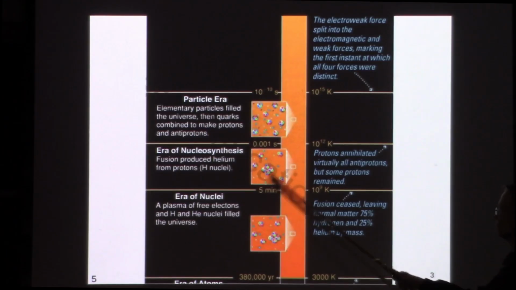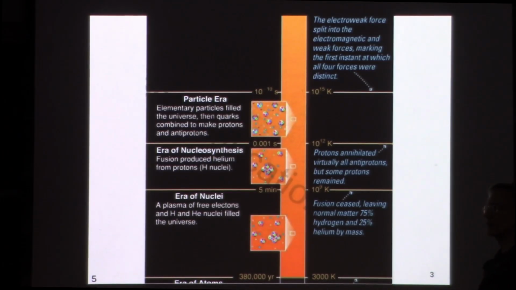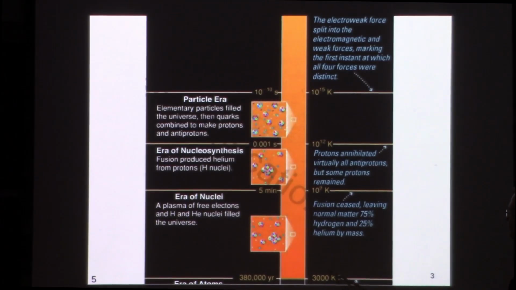Okay, so you get nucleosynthesis. At this point, the chemical composition is largely set by mass at about 75% hydrogen and 25% helium. We haven't had stars yet to make heavier elements than that. There's a little bit of lithium hanging out at that point. Then we get the era of nuclei, a universe filled with a plasma of free electrons and hydrogen and helium nuclei. So after the 5 minute mark, until the universe is about 380,000 years old, and the temperature has dropped to about 3,000 Kelvin.